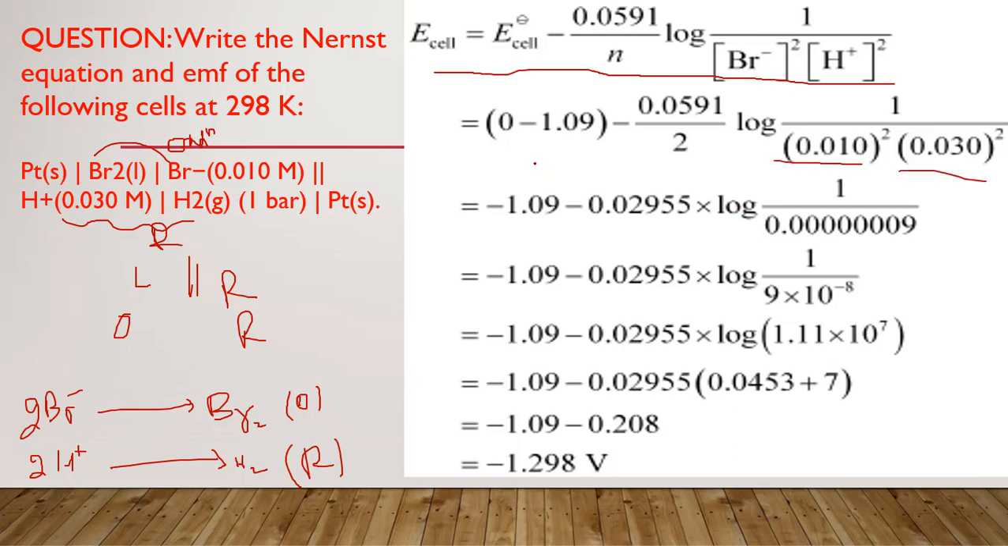Now multiply those values and do the calculation. You are getting the final answer minus 1.09 minus 0.2, that is you are getting minus 1.298. So total value we are getting negative value. So this reaction is not feasible. The Nernst equation EMF following, this is not feasible. This reaction cannot take place.